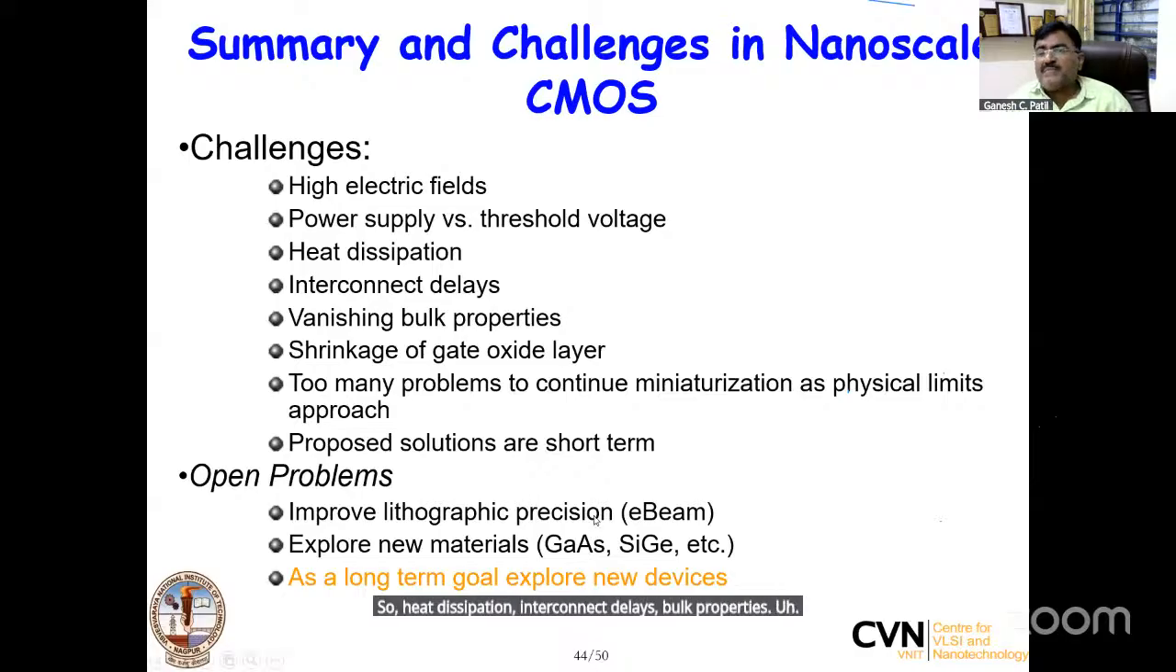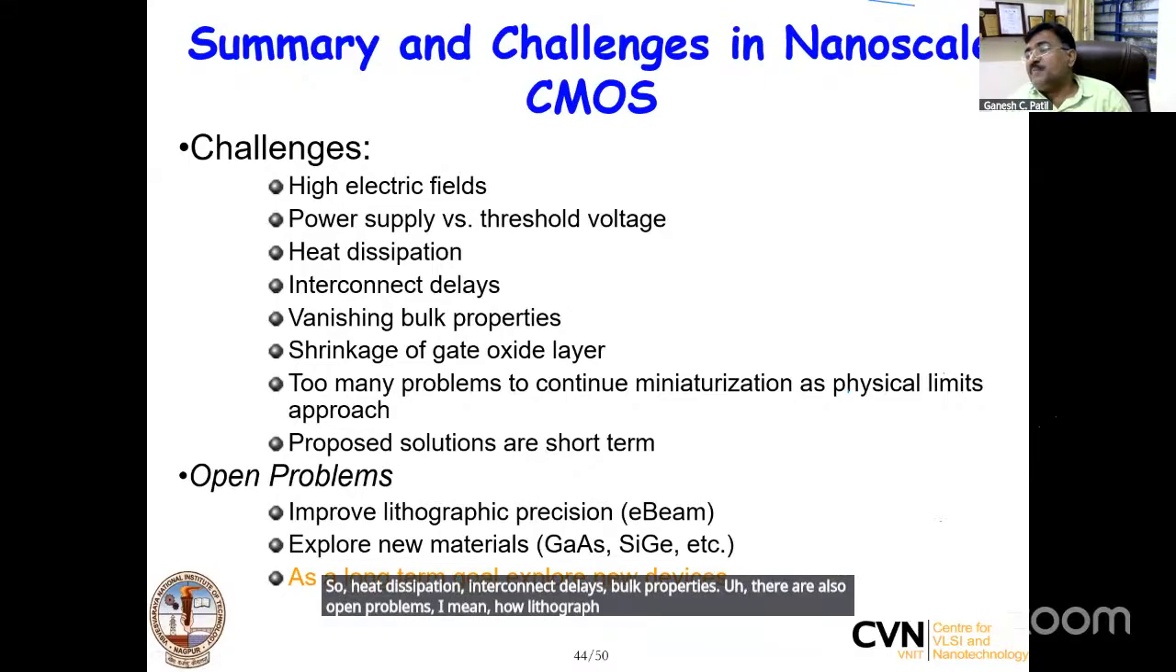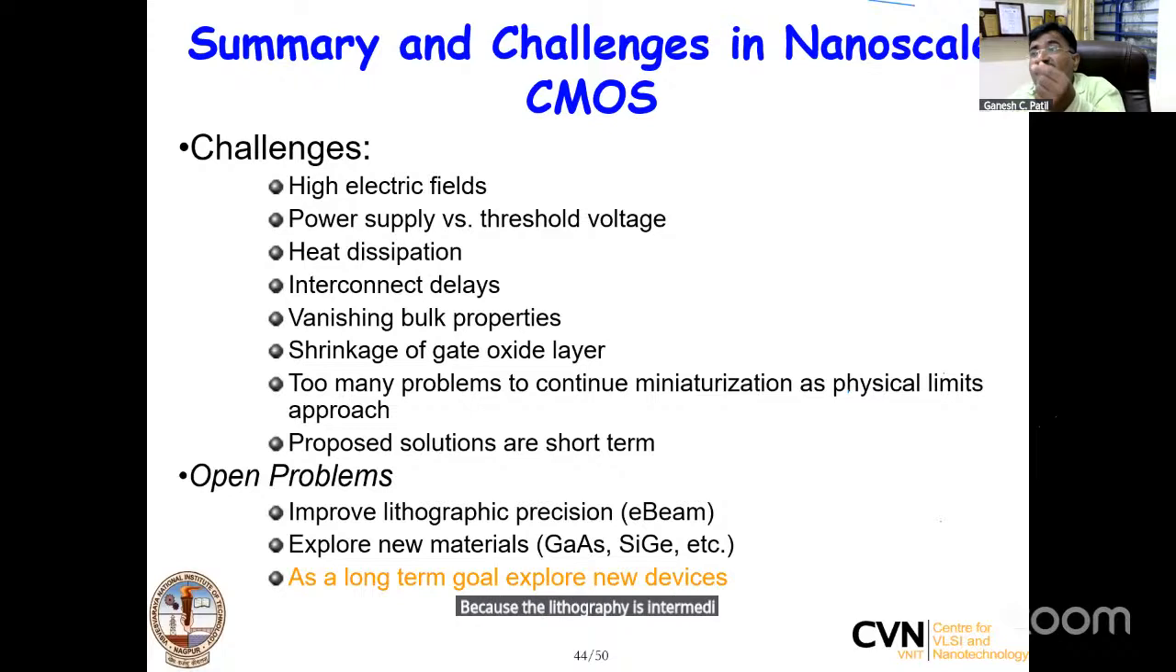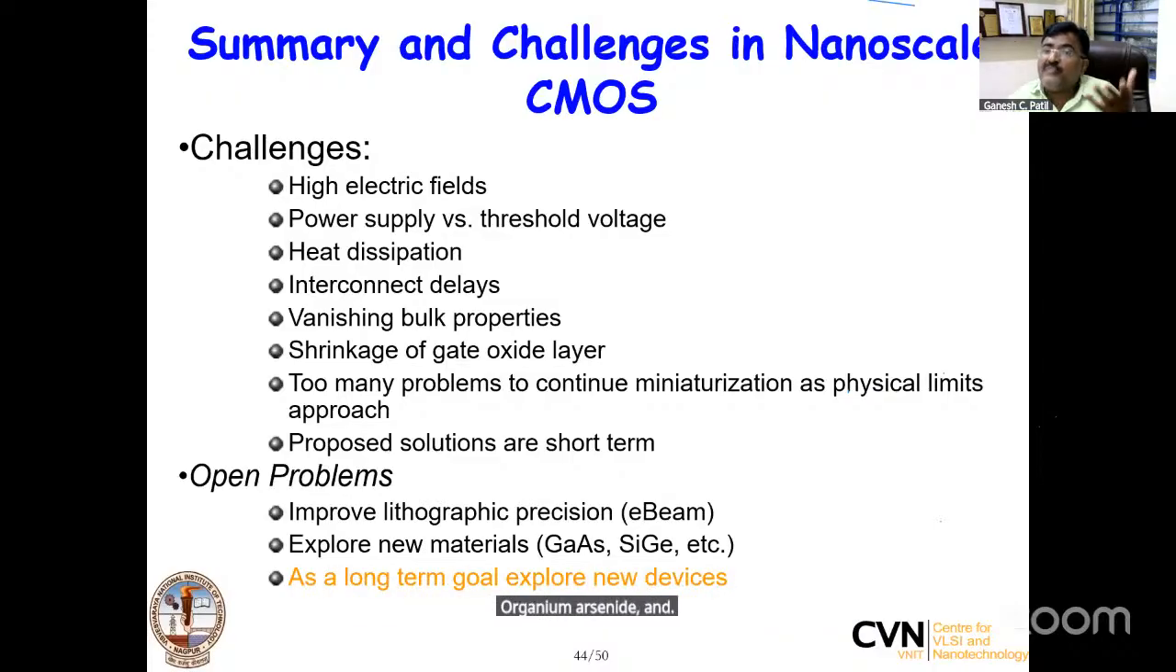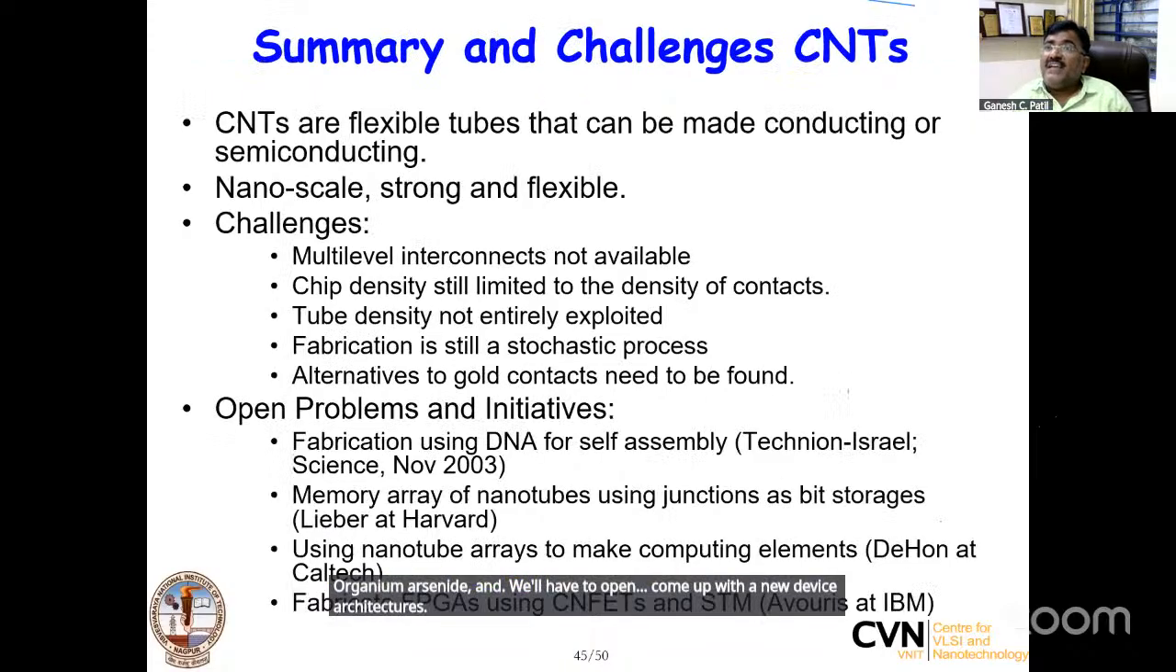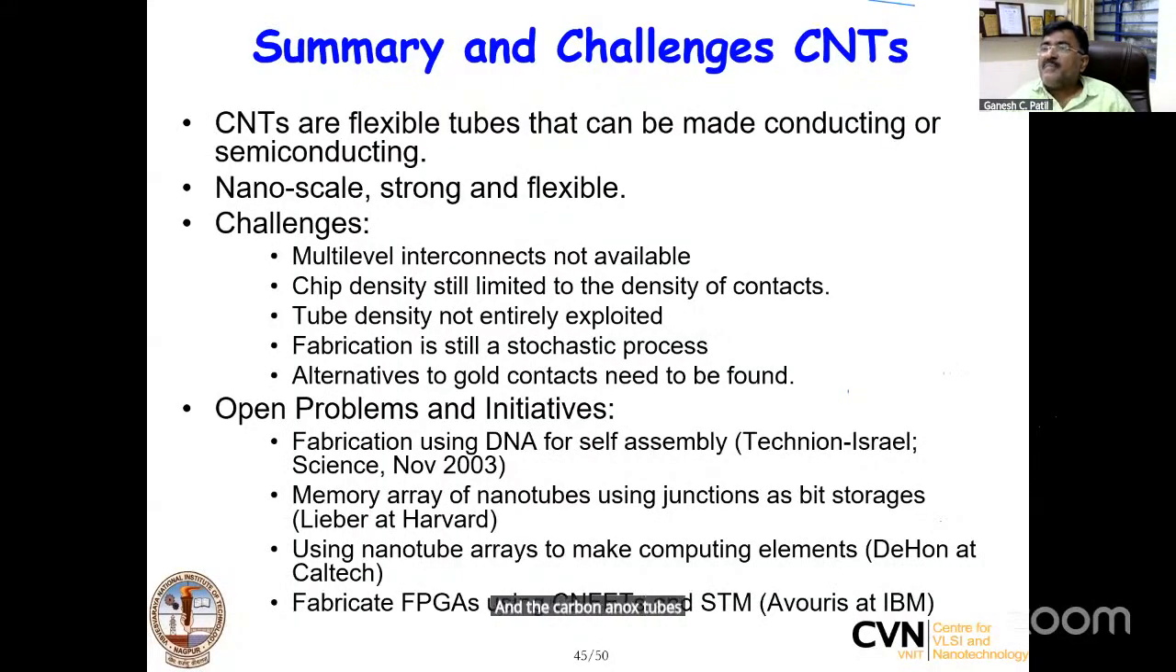There are also open problems. Lithography is an open challenge now, because lithography is limited by the wavelength, right? So e-beam lithography is the open challenge. Then how the new III-V semiconductors, or even column IV semiconductors like silicon germanium or gallium arsenide, will come up, and we'll have to come up with new device architectures. Carbon nanotubes are also one of the materials which people are using. Flexible electronics is also one of the open areas.